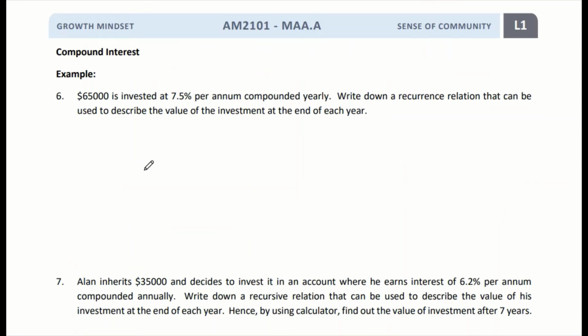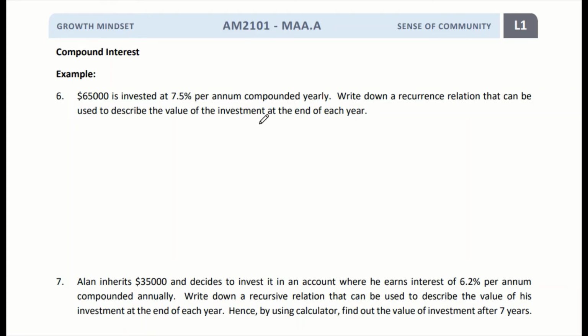Alright, for compound interest, we'll start off by using the idea of a recurrence relation first, and only after that will we talk about the formula, because compound interest is going to be slightly more complicated compared to simple interest. Okay, so example 6: 65,000 is invested at 7.5% per annum compounded yearly. Write down a recurrence relation that can be used to describe the value of the investment at the end of each year.